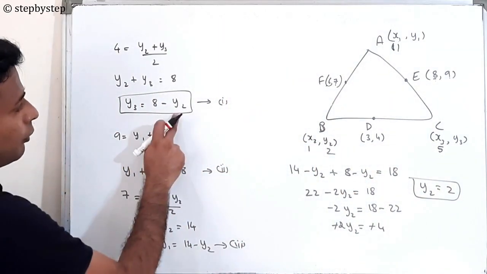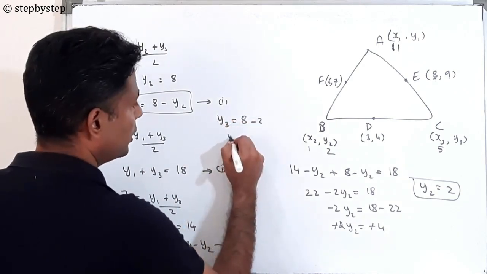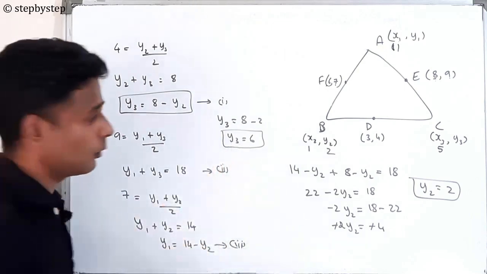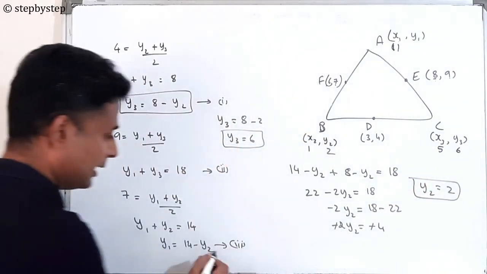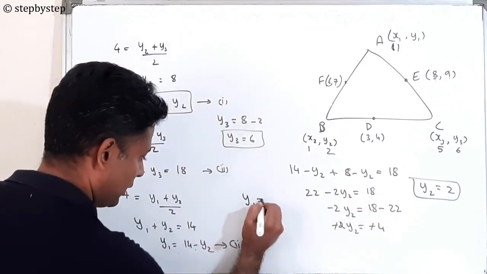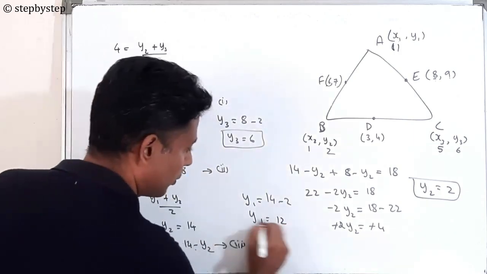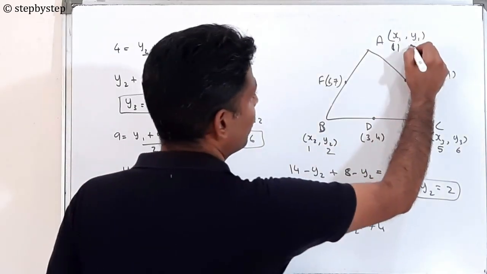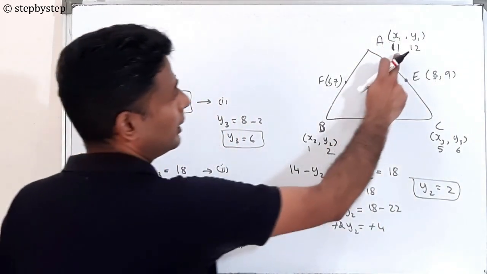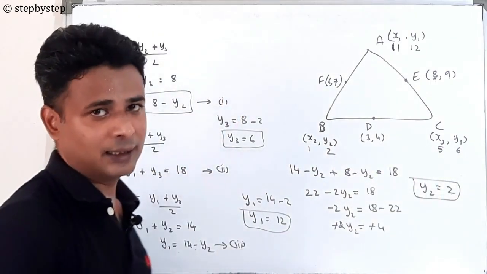So we found the value of y2, that is 2. Now substituting the value of y2 in this, we get y3 equal to 8 minus 2. So y3 equal to 6. And similarly, substituting the value of y2 in this, we get y1 equal to 14 minus 2. So y1 equal to 12. So we got the values of y1. So what are the coordinates of A, B and C? 11, 12, 1, 2 and 5, 6.